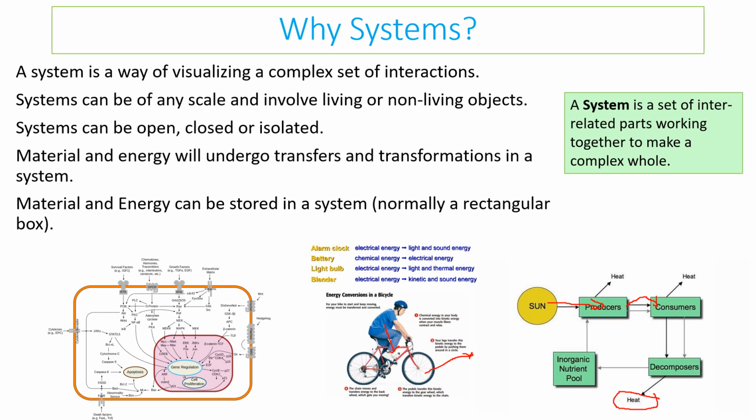Matter and energy can also be stored in a system, and that is generally represented by a rectangle. So you can see matter here would be stored in this nutrient pool or in the decomposers because it's represented as a rectangle. Energy movement is normally represented as an arrow. Most systems may be stable, so they might not change, or they may be dynamic and change.